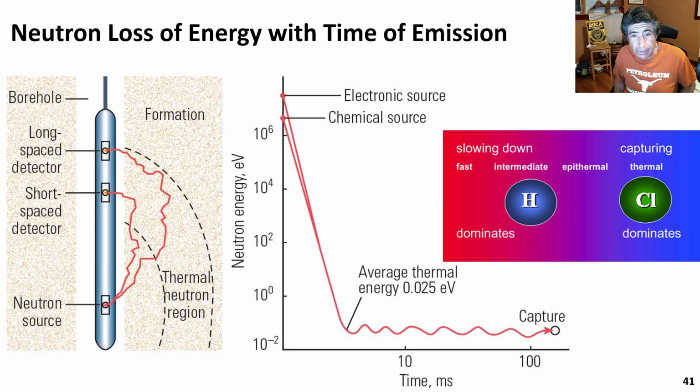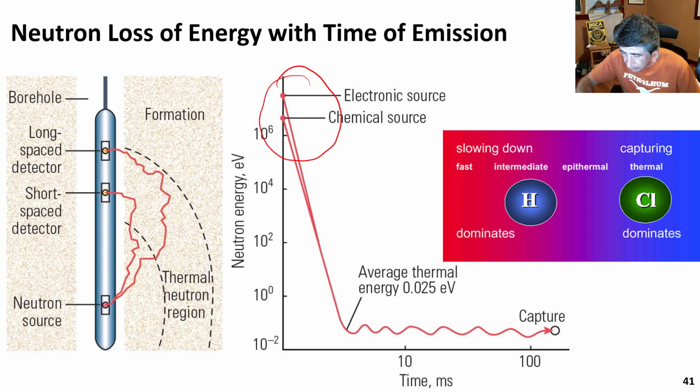Okay, now here's another cartoon that shows the initial energy of the sources, either chemical or pulsed neutron electronic source. The point is this, that the energy of those neutrons is going to decrease as a function of time and distance.